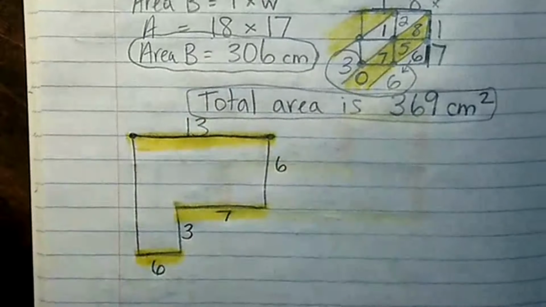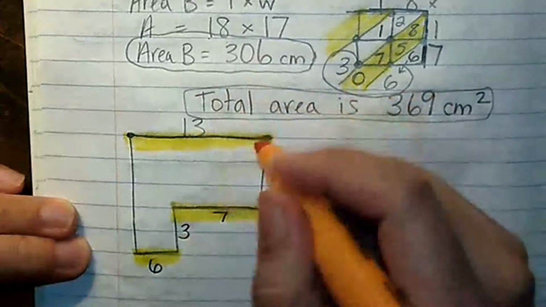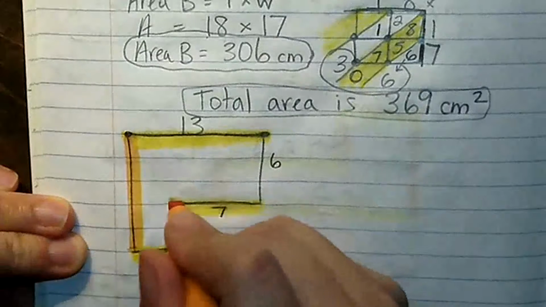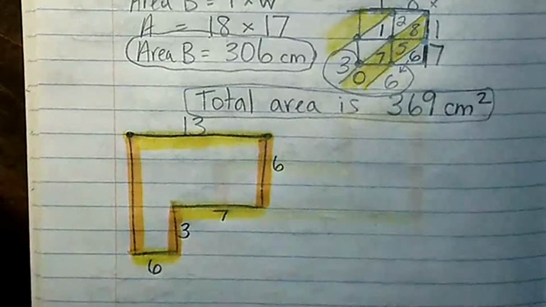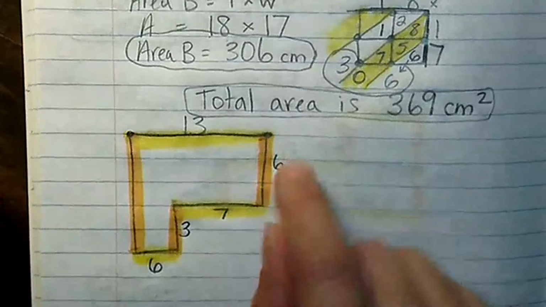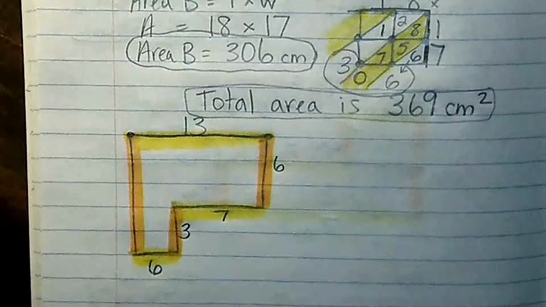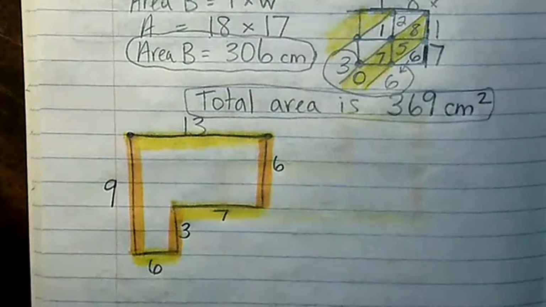All right, next we're going the other way. I noticed that this is a vertical line, but it doesn't have a number. This is a vertical line, and this is a vertical line. So I've got this little piece and this little piece, and if I put both little pieces together, I get this big piece. How long is this big piece? 9 centimeters.